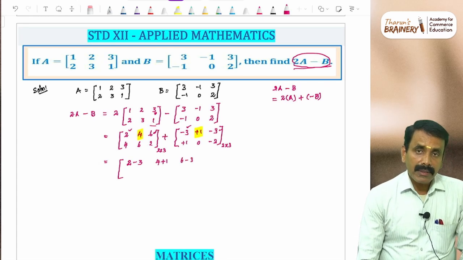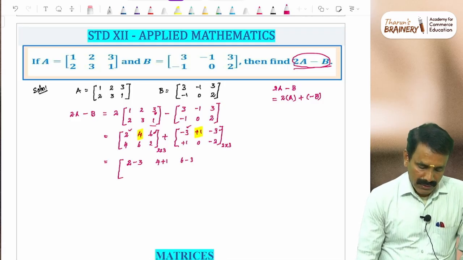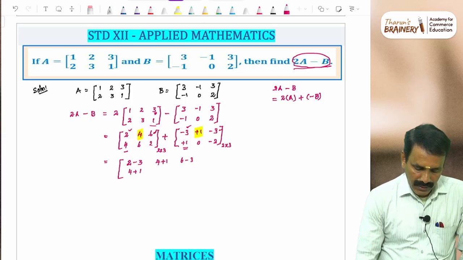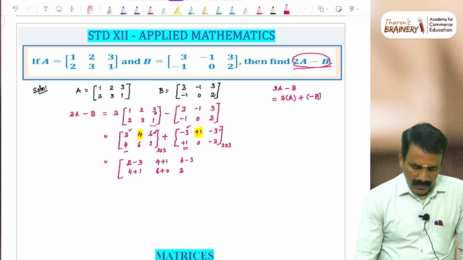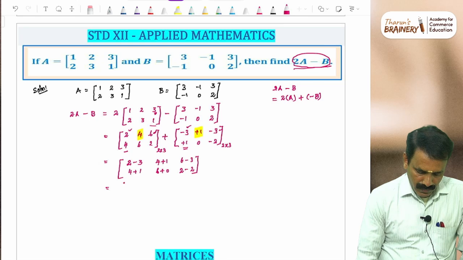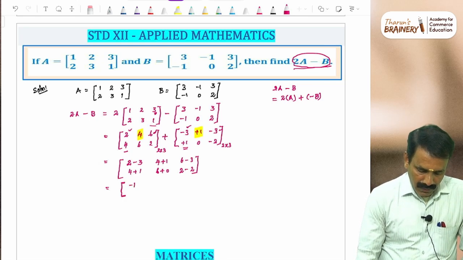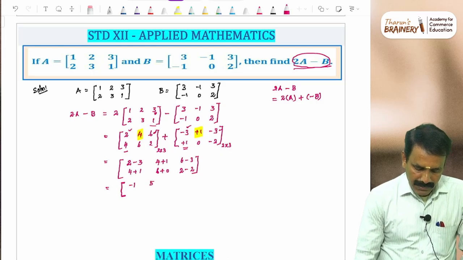Next, the first row elements we added, we move on to the second row, that is, second row first column element is 4, this is added with the second row first column element plus 1. So, it is 4 plus 1. Next one, 6 plus 0. The next one, 2 added with minus 2. So, 2 minus 3 is minus 1, 4 plus 1 is 5, 6 minus 3 is 3, 4 plus 1 is 5, 6 plus 0 is 6, this is 0.